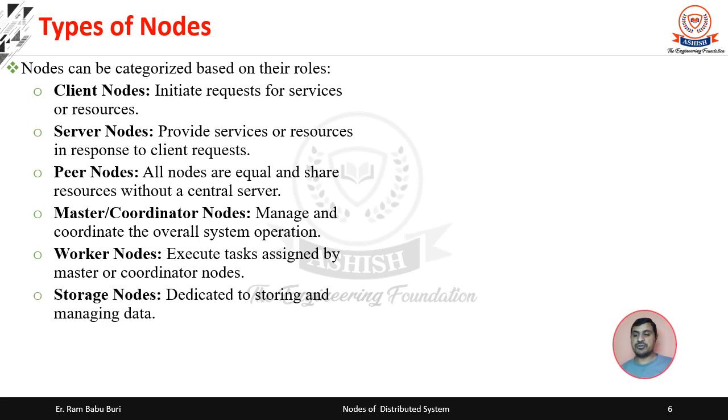Next is storage nodes, dedicated to storing and managing data. Example, nodes in a distributed file system storing, managing and maintaining user data across multiple locations. Storage nodes are crucial for ensuring data availability, reliability, and scalability in a distributed system. They provide dedicated storage resources for the system's data.